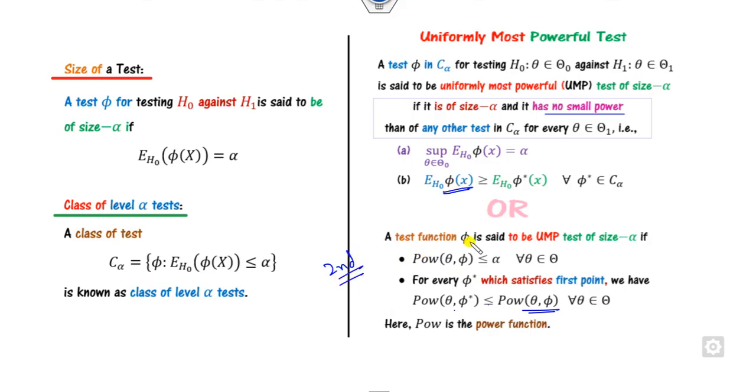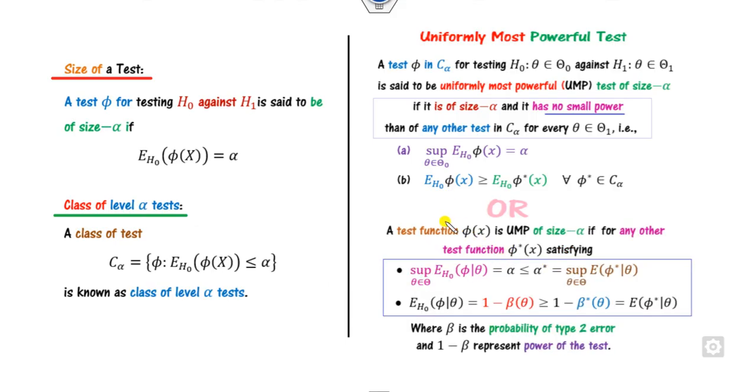There is one more definition of the UMP test. Any test function phi is said to be UMP whenever you have a test statistic phi corresponding to this alpha, you have a size corresponding to phi dash called alpha dash, and this condition holds, and 1 minus beta, that's the power corresponding to this, is always greater than the power corresponding to this phi dash. So we can use any of these three definitions, where beta is the probability of type 2 error and 1 minus beta is power.